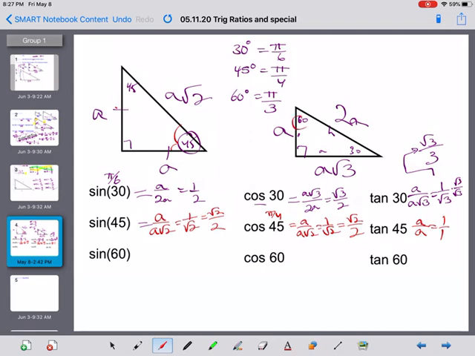So 60, opposite over hypotenuse. A radical 3 over 2A simplifies to radical 3 over 2. Cosine 60, A over 2A, half. And tangent of 60, A radical 3 over A is radical 3, a radical 3 to 1 ratio. So you can calculate all of those, and I will ask you at least one on a test, and you can draw the triangles to help you, so you don't have to have them memorized.